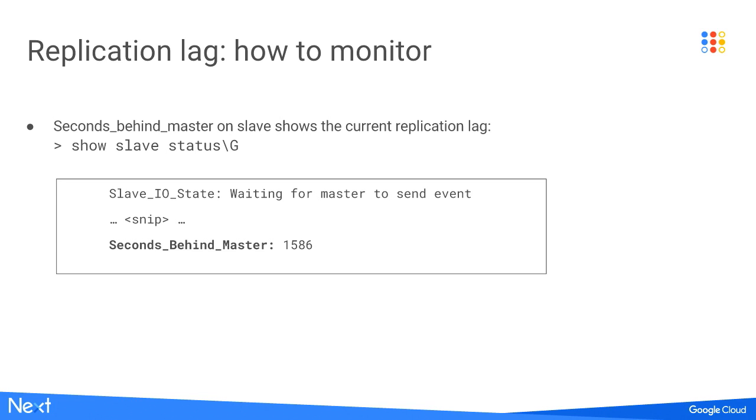Here, the seconds behind master is 1,586 seconds. That means the slave is still applying the transactions that happened on the master 1,500 seconds ago. So it's a pretty bad situation. Well, bad or good, depending on your RTO.